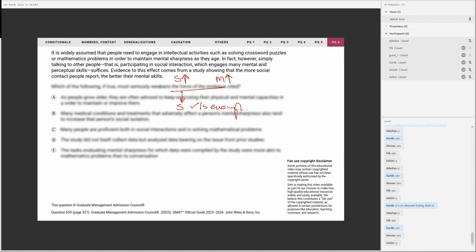Now, before we move into the 5 options, quick check. Is everyone comfortable with the information that we have? Let me know if you have any doubts regarding the stimulus.